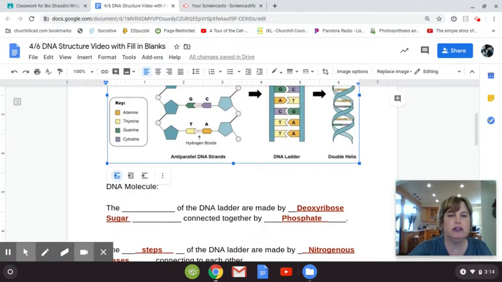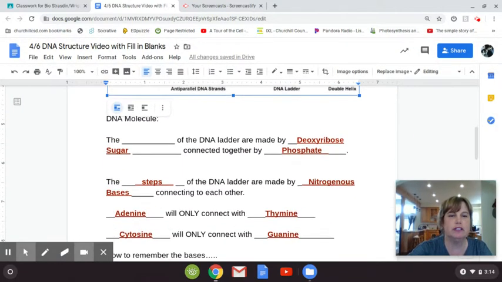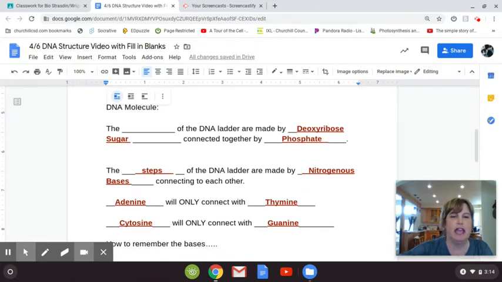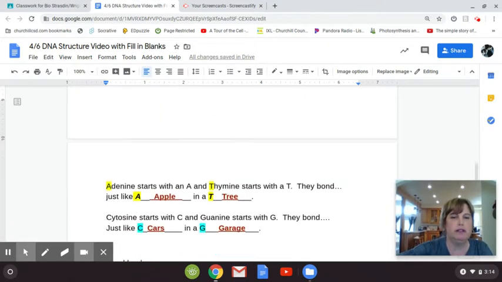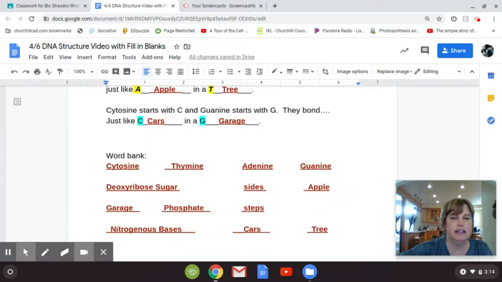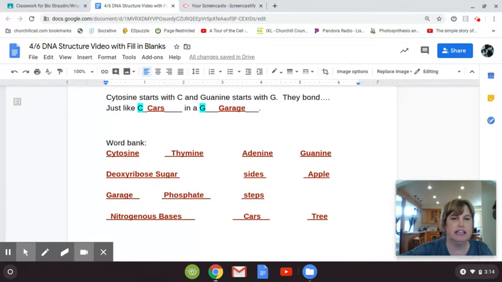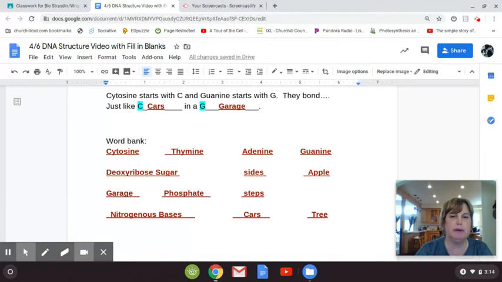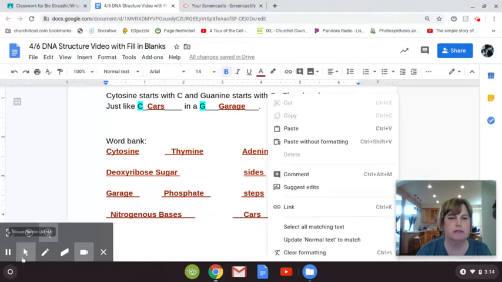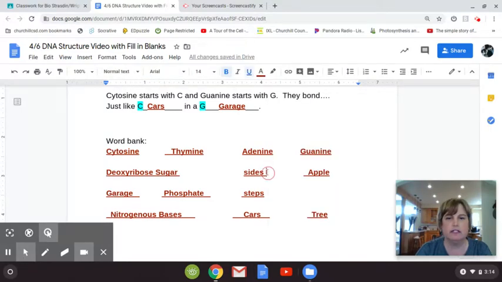So now if we look, your notes are going to be fill in the blank. And you have done this before in previous lessons. Same kind of thing. So you have a word bank at the bottom. And I know what I want the first one to be. And so I am going to just demo this briefly. And so I know that I want the first word to be the sides.